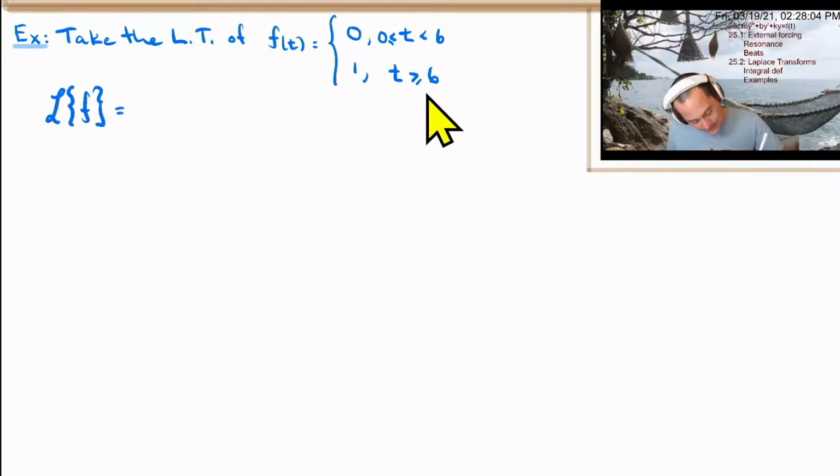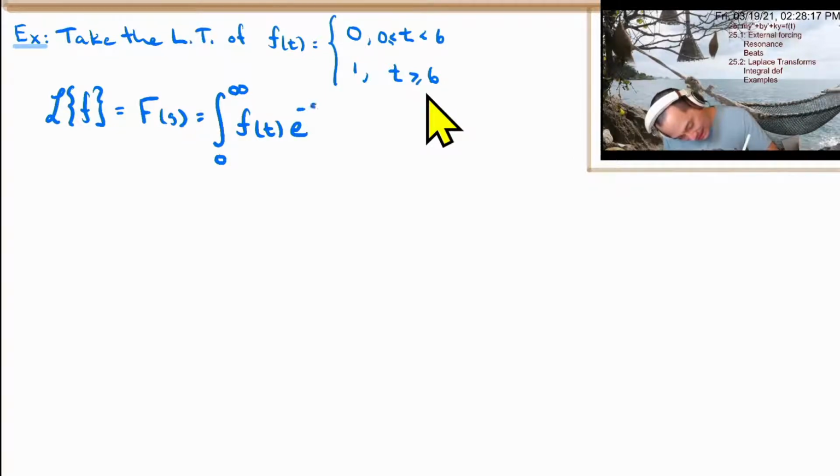I'm going to take the Laplace transform of this thing. When I do, I'll get a new function, capital F of s. And how will that function be defined? It will be defined as the integral from 0 to infinity of f of t e to the negative st dt. And then what do I notice about this function? I notice that there is a change in behavior at the 6-second mark.